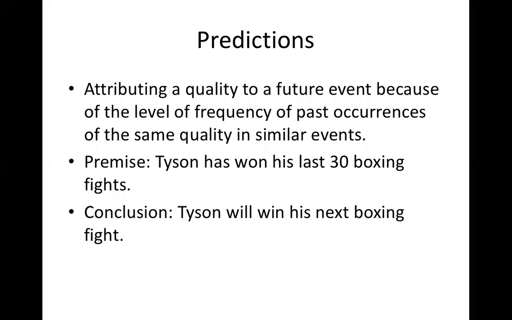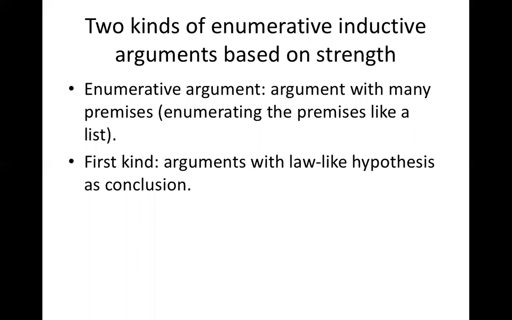But it is possible that Tyson could lose his next boxing fight. So this is a prediction. A prediction is also an inductive argument. So you can see why predictions are not guaranteed. So now we've seen the different directions of extrapolation: hasty generalizations, analogies, predictions. Now let's look at two kinds of inductive arguments based on strength.